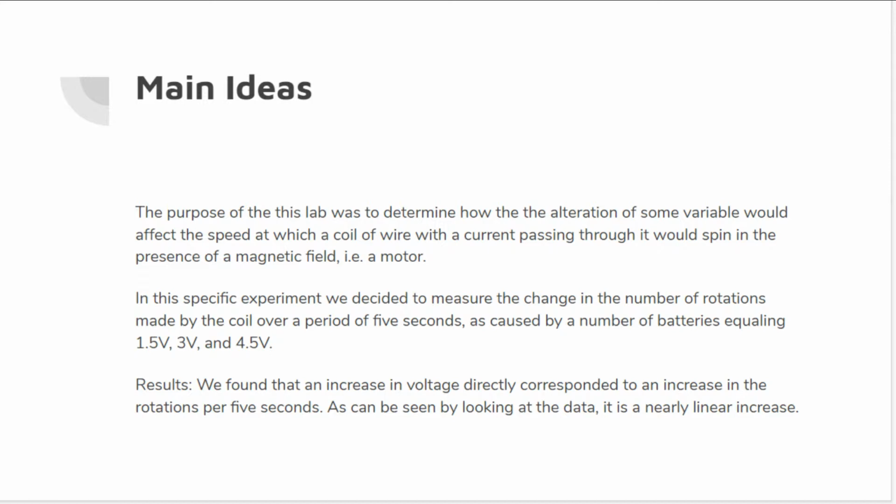The results of which we found that an increase of voltage directly corresponded to an increase in rotations per the time period, and as can be seen by looking at the data that will be shown later on, it was a nearly linear increase.